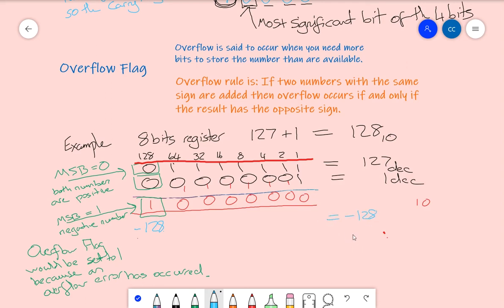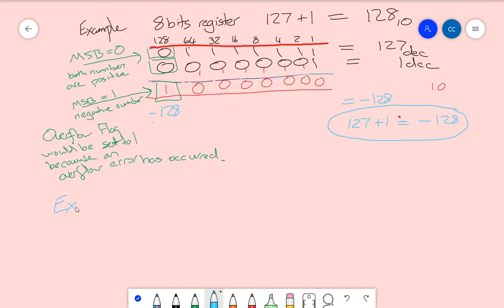So if we look at 127 positive plus positive 1 does not equal negative 128. So in our world, from our experience of working with numbers, we know this calculation is wrong. This is how the central processing unit works it out, by using this overflow flag and also the carry flag. Right, let's have a look at another example. Example 2.